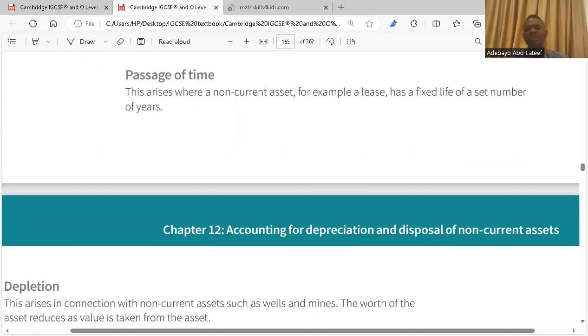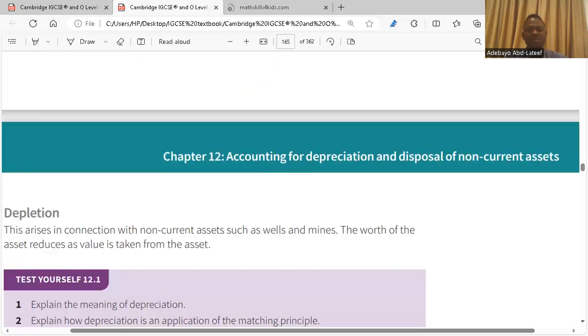Yes. The third point is passage of time. This arises when a non-current asset, for example, a lease, has a fixed life of a set number of years. It can only spend 5 years. You've taken it for 5 years. As soon as 5 years is done, it depreciates. You can't use it anymore. Do you understand? Yes. That's passage of time.